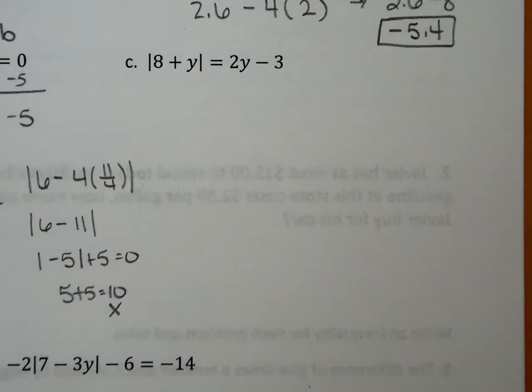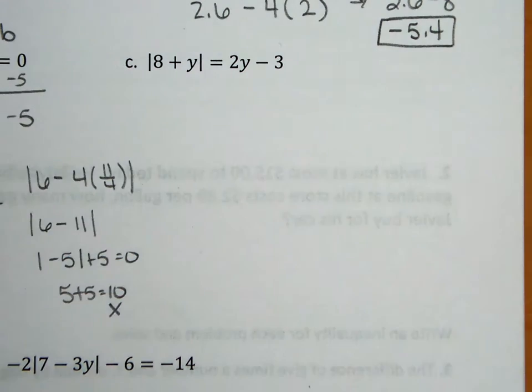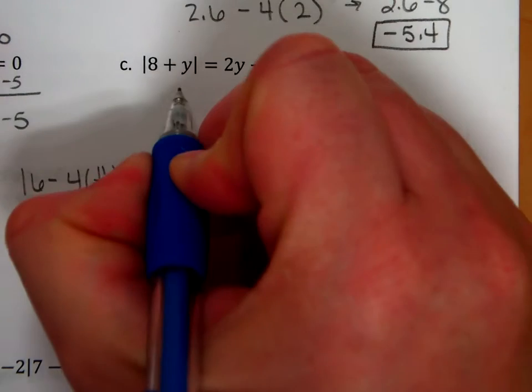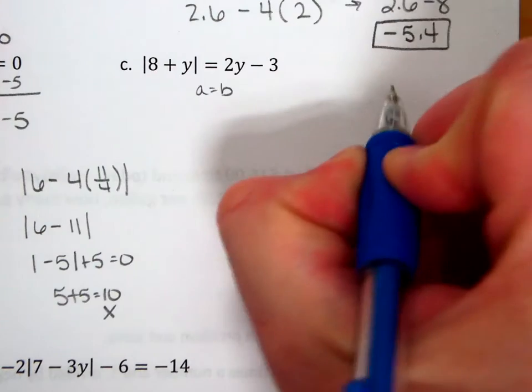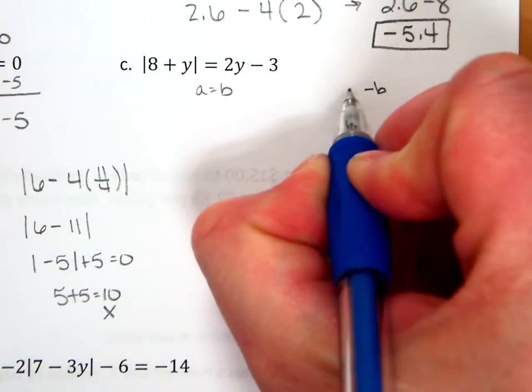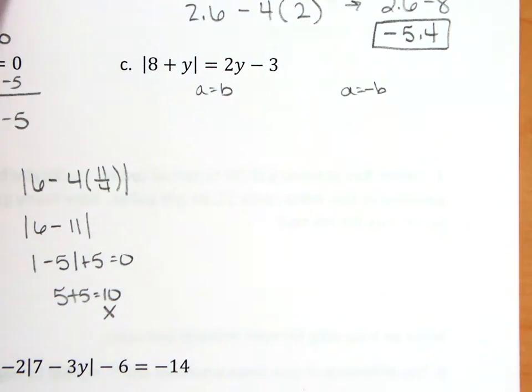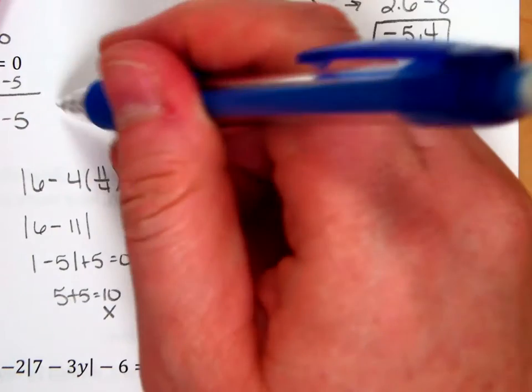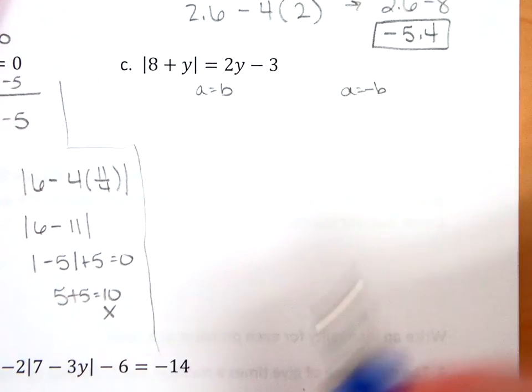Okay, so welcome to the second part of the video. We're going to solve the harder 3 problems. So starting with C, A equals B, and then A equals negative B is my 2 cases. So let's draw a line over here.